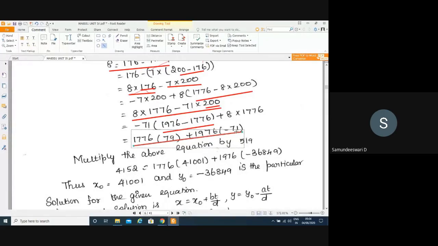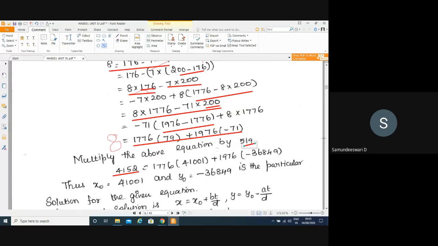But actually our format is c equal to ax naught plus by naught. That is your particular solution format. So we need the c value on the right hand side. Here we have d, which is 8, but I needed c. So what is my c? It is 4152. So multiply throughout the equation by 519. What is 519? If you divide 4152 by 8, it is 519, right? So multiply that 519 into this equation.